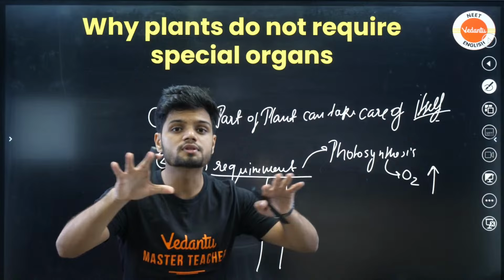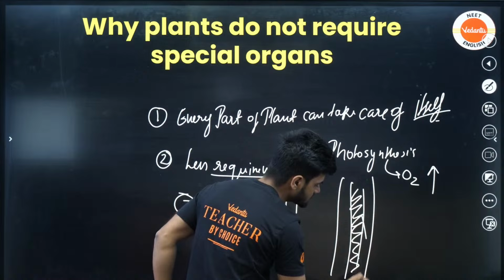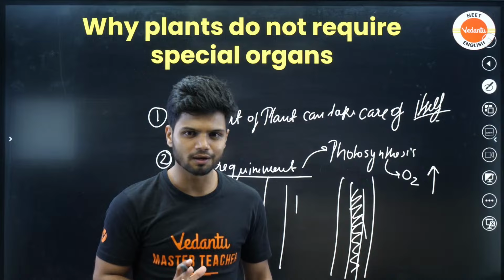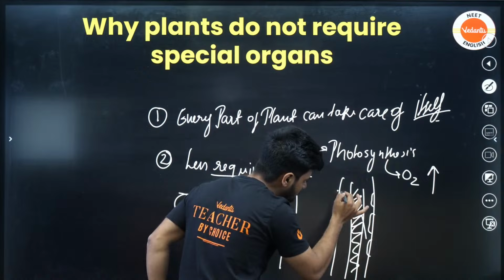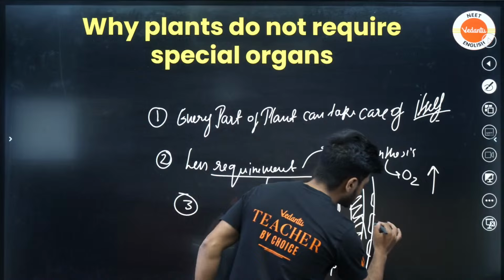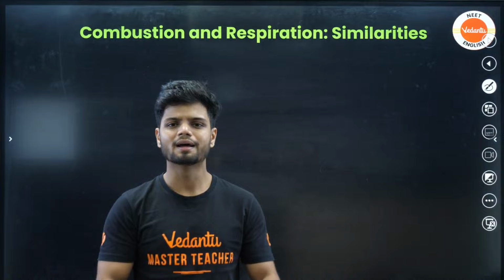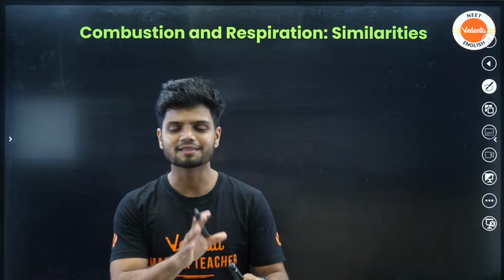See, if this is a stem, the middle part of the stem is usually dead. Yes, sir, the middle part of a plant is usually dead. Sclerenchyma. Usually, on the bark we have the lenticels. Yes, we have the lenticels here. So plants can actually transport the oxygen by diffusion. Clear? That is the reason plants do not require any type of special organ.